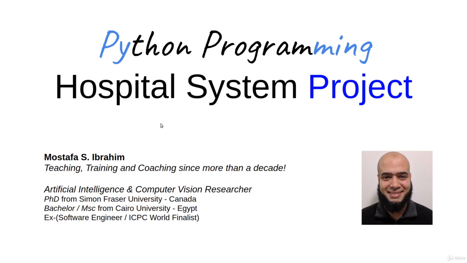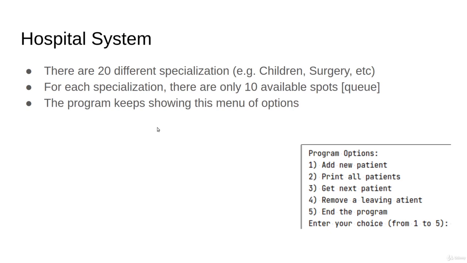In this project, we will implement a simple hospital system. In this system, we have a lot of different specializations. You can say we have 20 of them, like a specialization for children, for surgery, and so on. Each specialization has a queue, and this queue affords only a maximum of 10 patients.